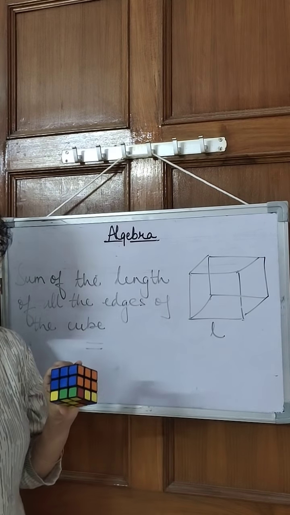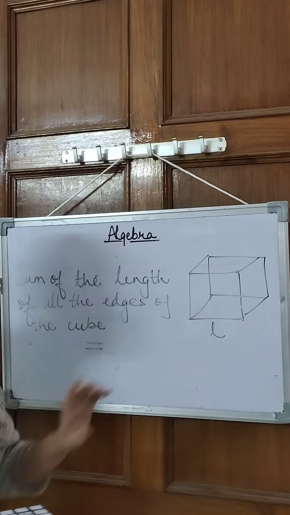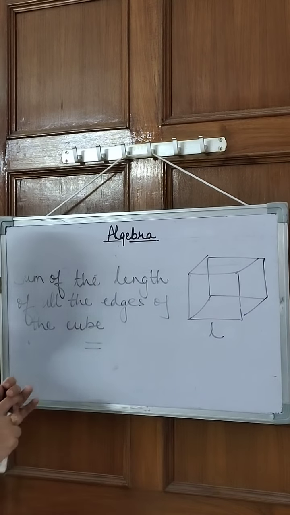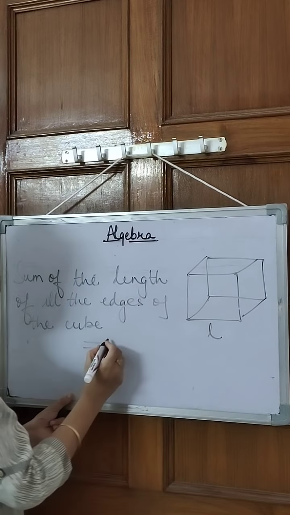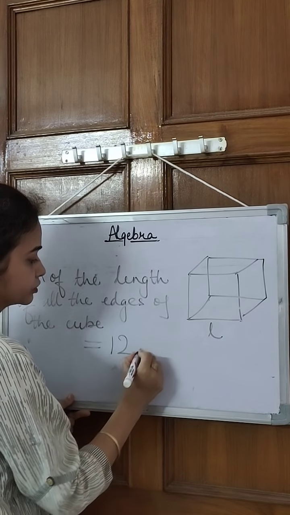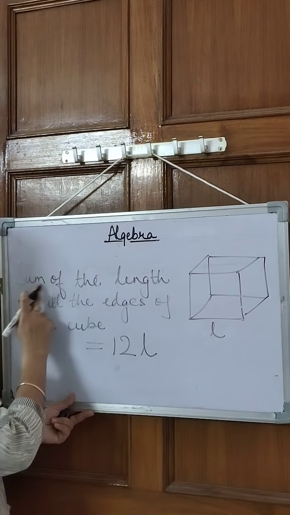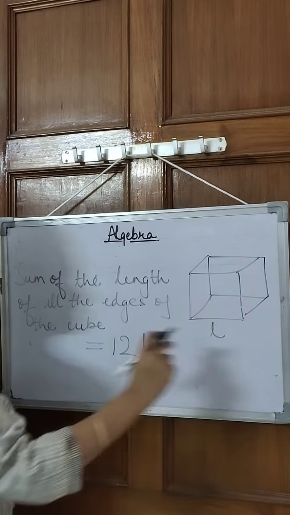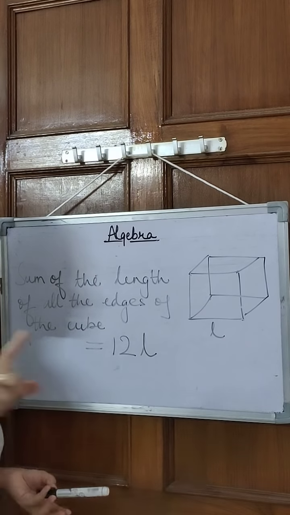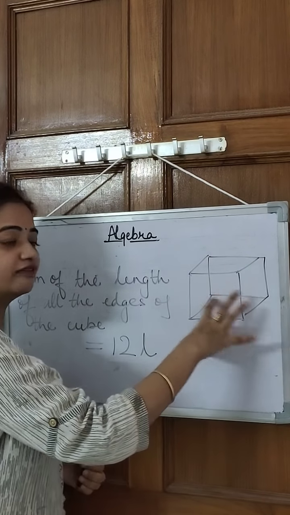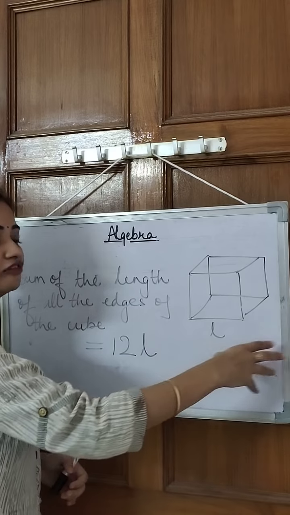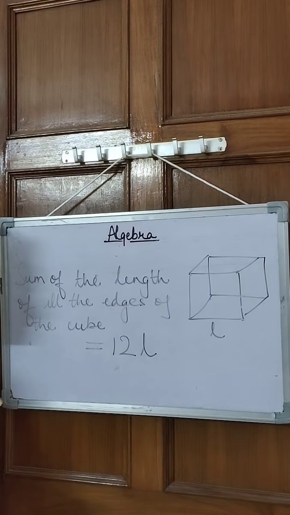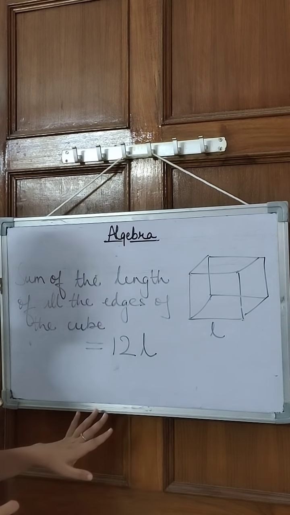So if 12 edges are there in the cube and one edge is L, then the 12 edges will be 12L. They are asking you to sum all the L. So L plus L plus L plus L, how many times do you have to write? Since I have counted that there are 12 edges, I will write 12 times L. So 12 times L means 12L. Okay, I hope this is also clear to you.